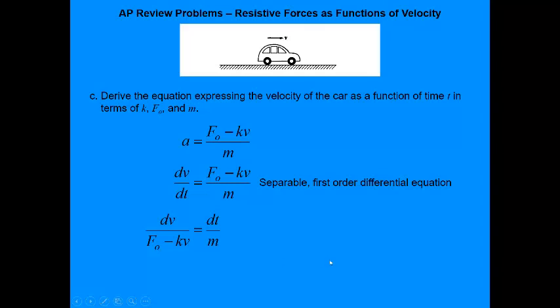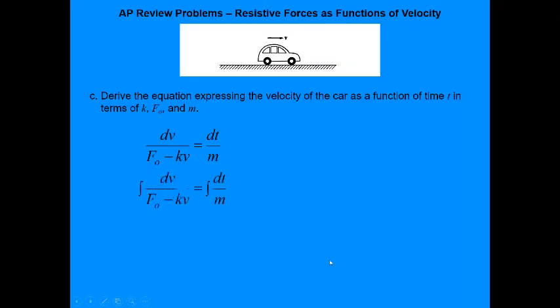And now we're going to take the integral of both sides. That's legal, right? We're doing the same thing to both sides of the equation. This side is relatively straightforward. We could probably do that one right away, but this side is more complex. We're going to have to do something here that you've hopefully learned about in calculus by this point, which is called u substitution. So we're going to let a dummy variable, we're going to call u for now, be equal to f of o minus kv.